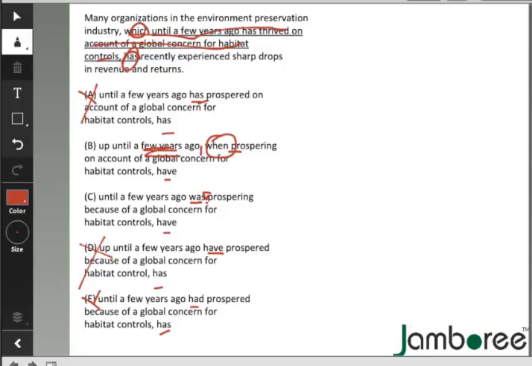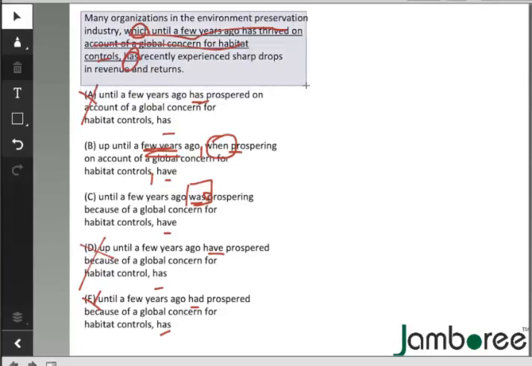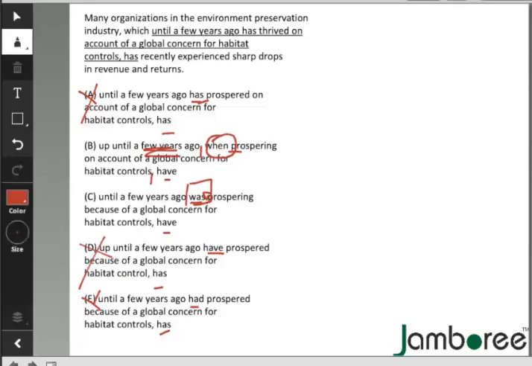So this is making it extremely unnecessary. "Up until a few years ago, was prospering" makes more sense, instead of having "when prospering". Now the GMAT trap is that it's giving you "was", and you will think that many organizations should be "have", not "was". So you have to read to see what it is talking about: in the environmental preservation industry. One thing about a word such as "which" is that it refers to the noun immediately before it, which is actually the environmental preservation industry. The environmental preservation industry is one thing, so it was. This "until a few years ago" is describing the environmental preservation industry. It is not describing the organizations.